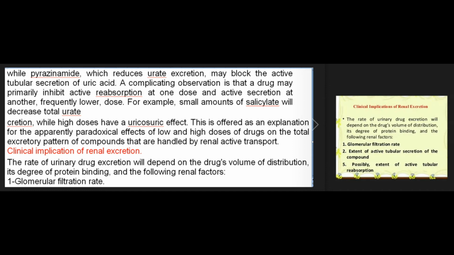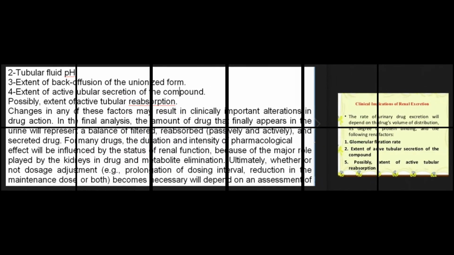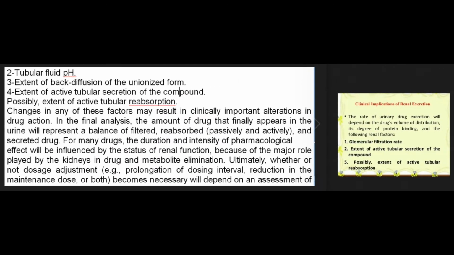Clinical implication of renal excretion. The rate of urinary drug excretion will depend on the drug's volume of distribution, its degree of protein binding, and the following renal factors: 1. Glomerular filtration rate. 2. Tubular fluid pH. 3. Extent of back diffusion of the unionized form. 4. Extent of active tubular secretion of the compound. Possibly, extent of active tubular reabsorption. Changes in any of these factors may result in clinically important alterations in drug action.